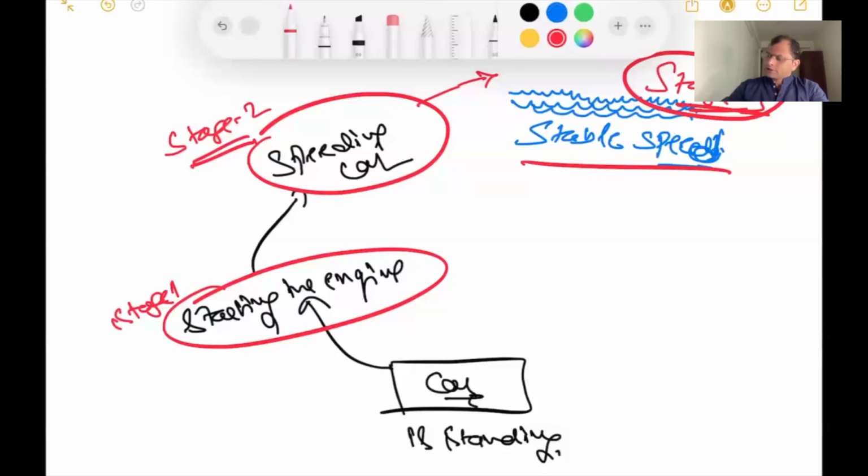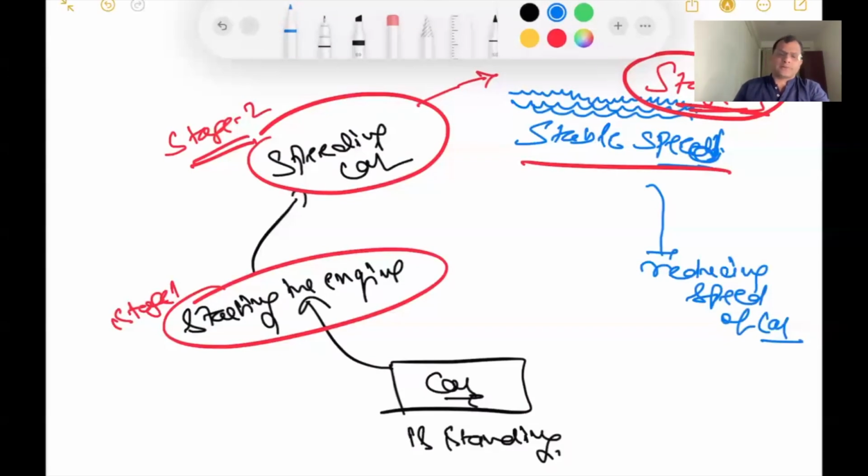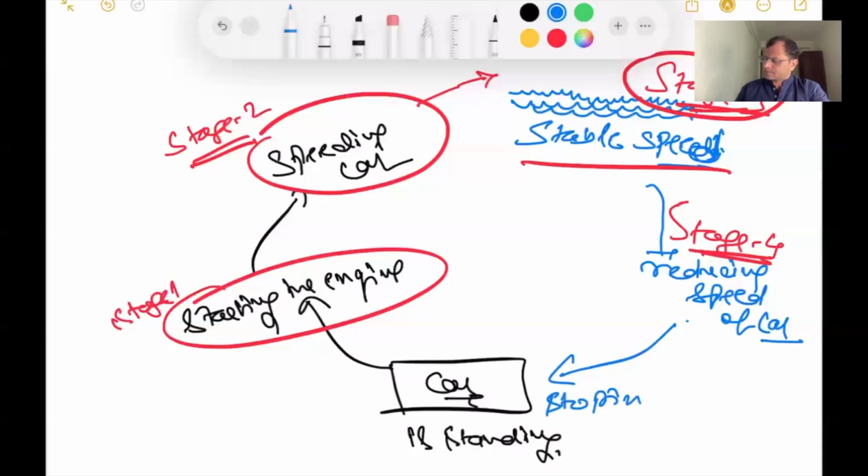Okay. Then we will reduce the speed. Then we are reducing the speed of the car. Keep reducing because we are reaching our destination. We are about to reach our destination, so we started slowing the car. This is stage number 4, reducing. And finally we are reaching back to the garage, maybe some other garage where we have to stop the car. Finally stopping the car. So this is stage number 5.